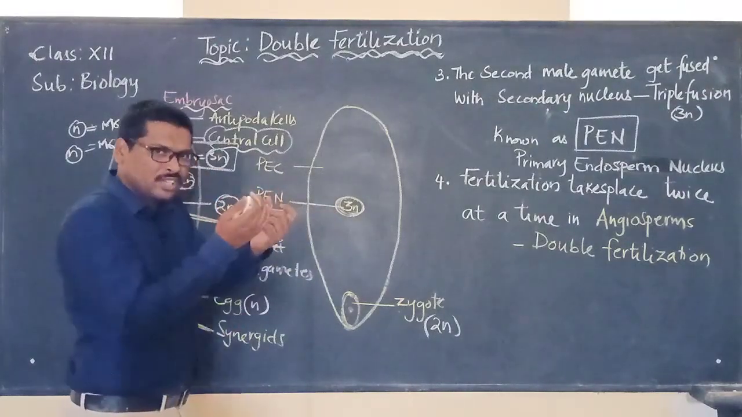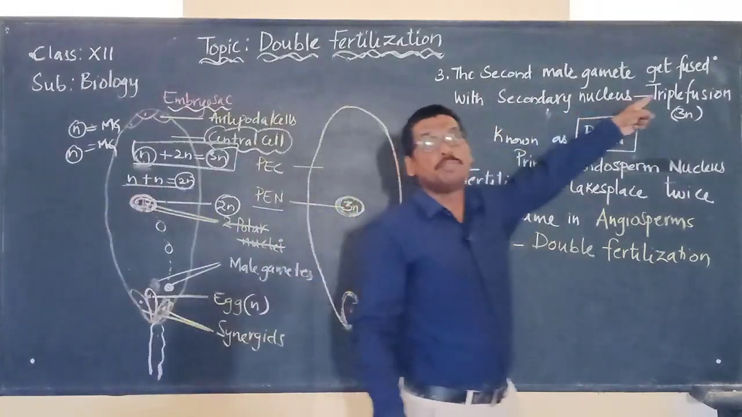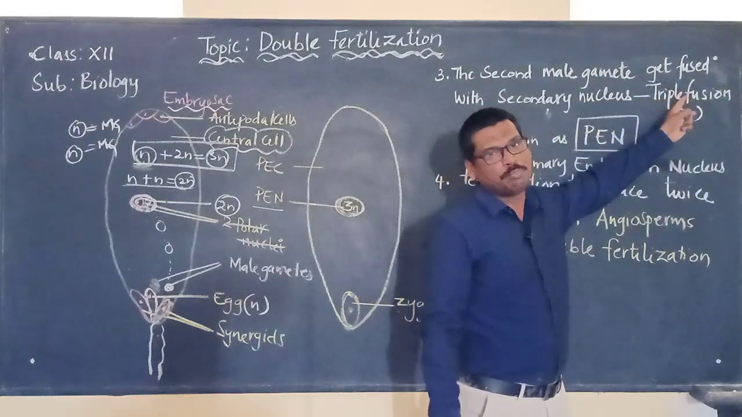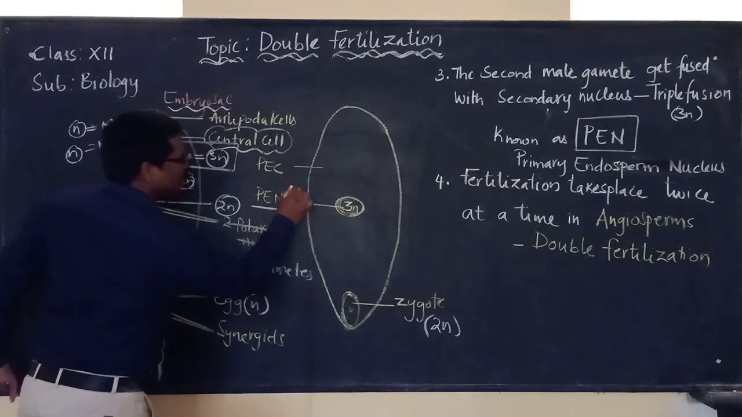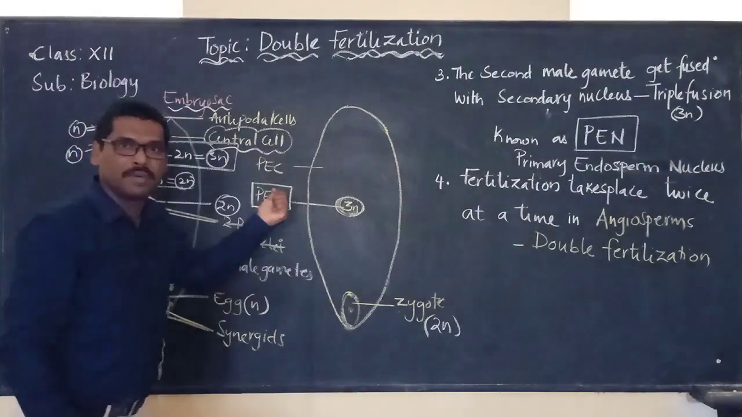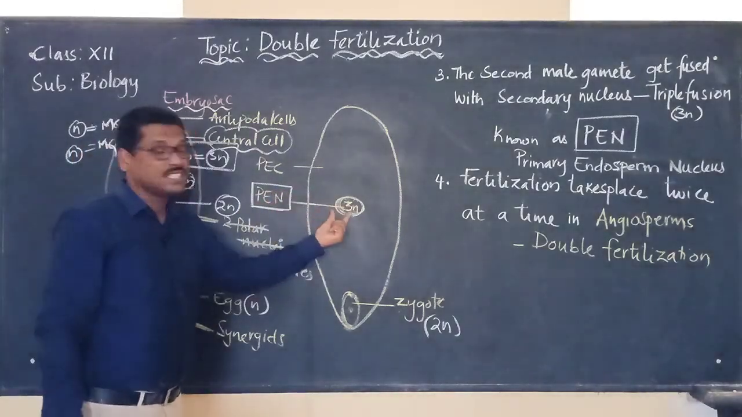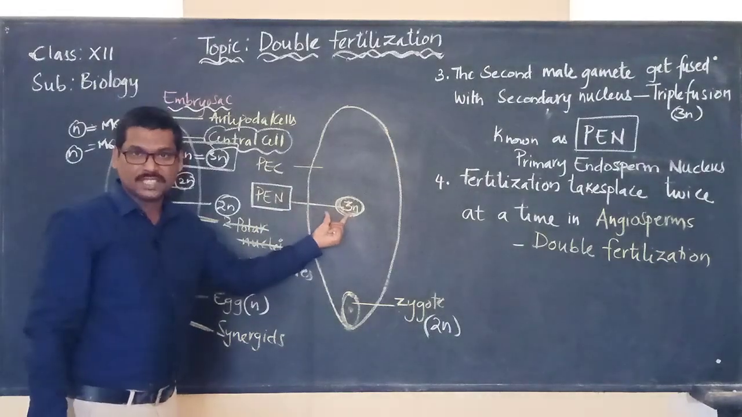So the fusion of these 3 together, we are calling triple fusion. And it is giving rise to the primary endosperm nucleus. The primary endosperm nucleus is formed.